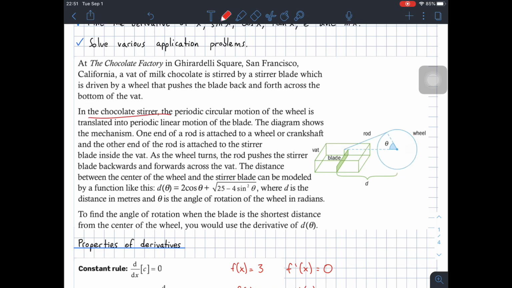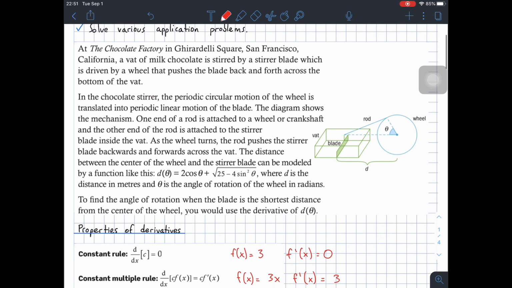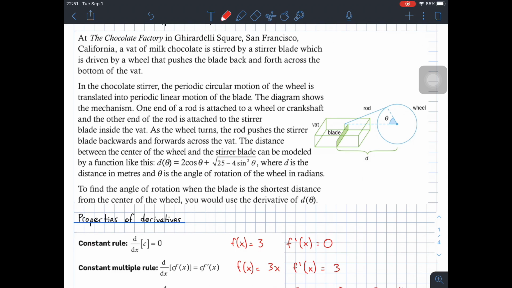Okay, so it says, in the chocolate stirrer, the periodic circular motion of the wheel is translated into periodic linear motion of the blade. The diagram shows the mechanisms. One end of the rod is attached to a wheel, which is this part, or crankshaft, and the other end of the rod is attached to the stirrer blade inside the vat, which is this part over here. As the wheel turns, the rod pushes the stirrer blade backwards and forwards across the vat.